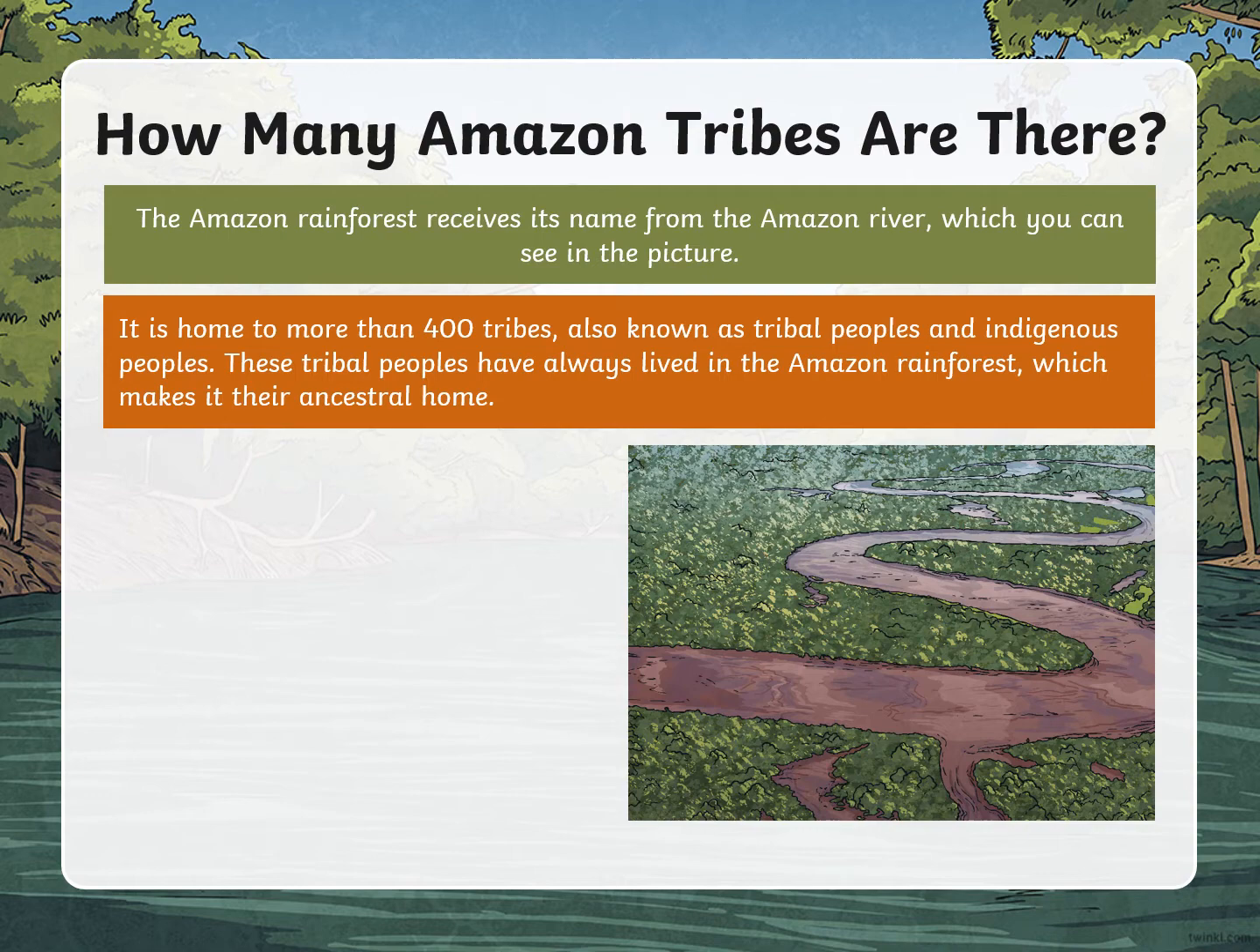So we talked about indigenous. It means that they have been there forever. They live as one, don't they, with the Amazon rainforest, and that's their natural place to be. So these tribal peoples have always lived in the Amazon rainforest, which makes it their ancestral home.